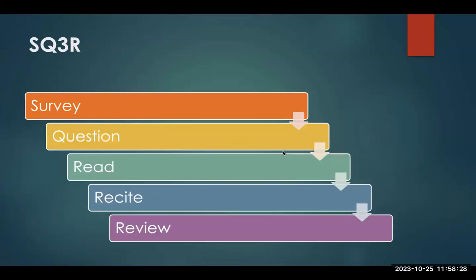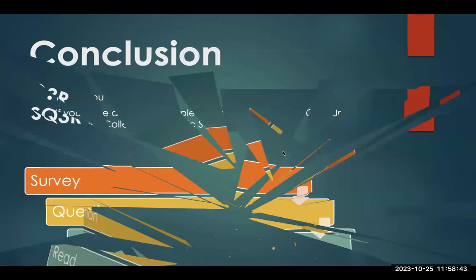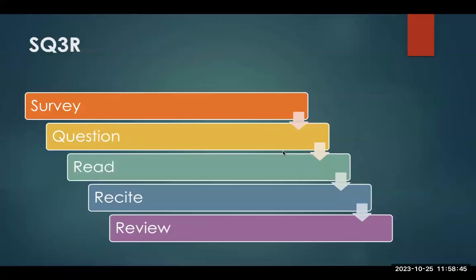Here's the SQ3R acronym: survey, question, read, recite, review. This is an active reading process. So let me review over that. You always want to survey over what you have, question it, make sure you read, recite, and review to make sure you understand.